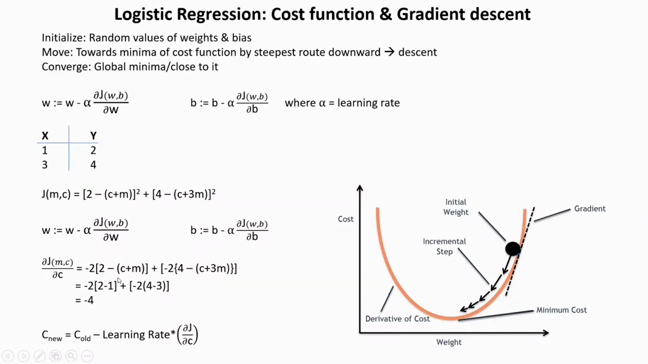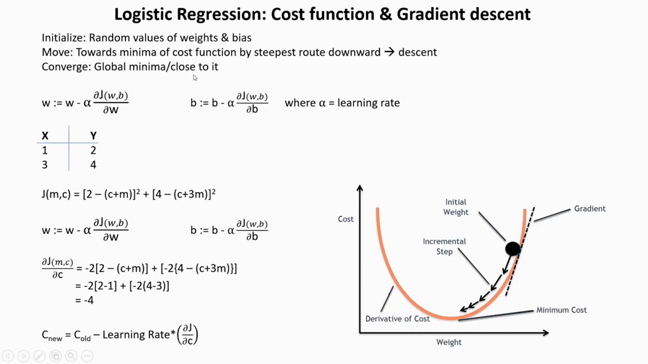So if that is the case, then what am I supposed to do? If I choose to optimize C, which is my bias, then I take the partial derivative of this function with respect to C. And if I do so, in that process, I get a value of minus 4. Clear so far?